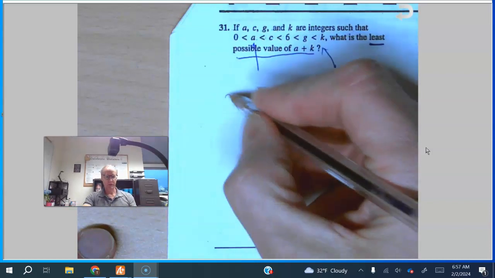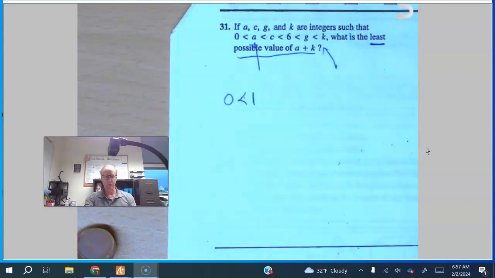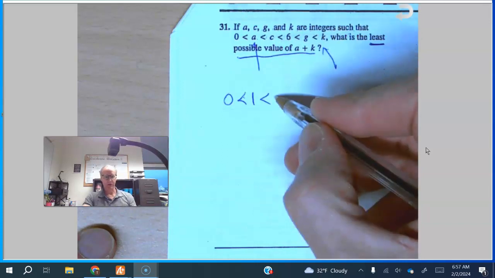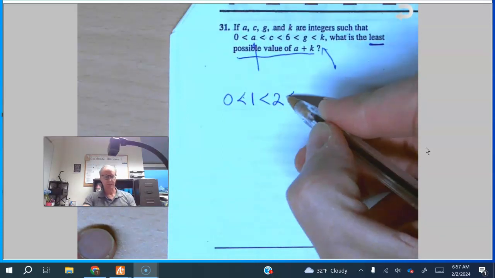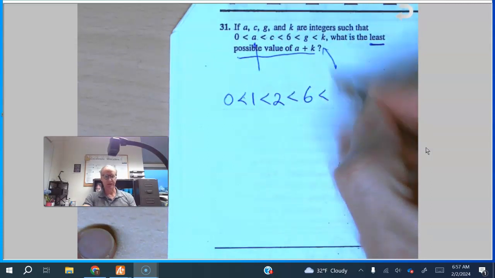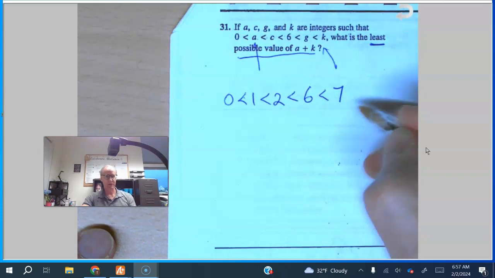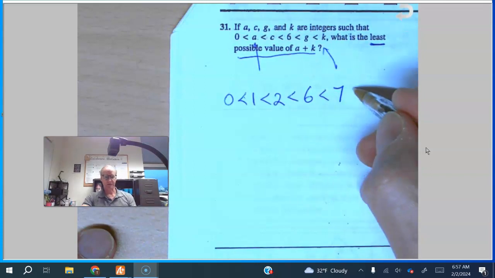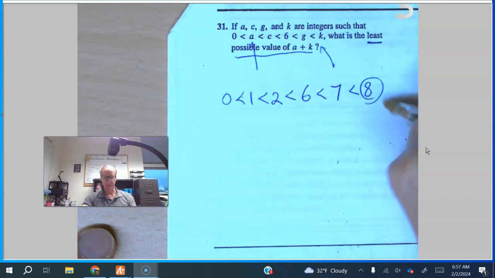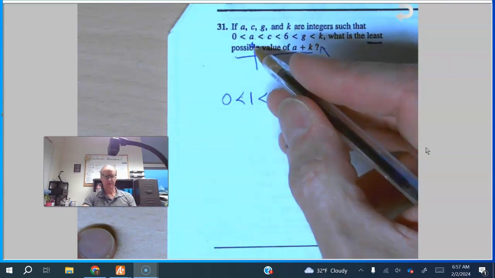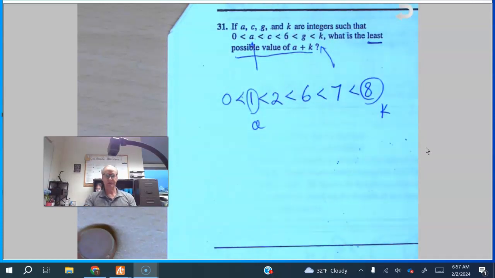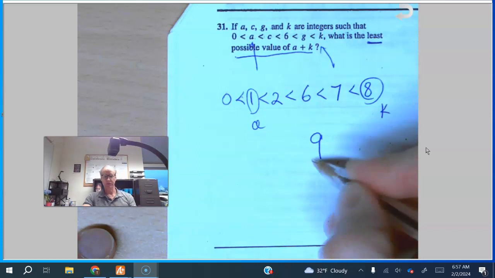So for 0 less than A, it means it has to be 1. C can be anywhere in there, but I'm going to go ahead and go with the least possible value for C. 6, I want the least possible value for G, which has to be an integer, so it's 7. And K has to be 8. So the least possible value for K was 8. The least possible value for A was 1. And I have A plus K. The least possible value is 9.